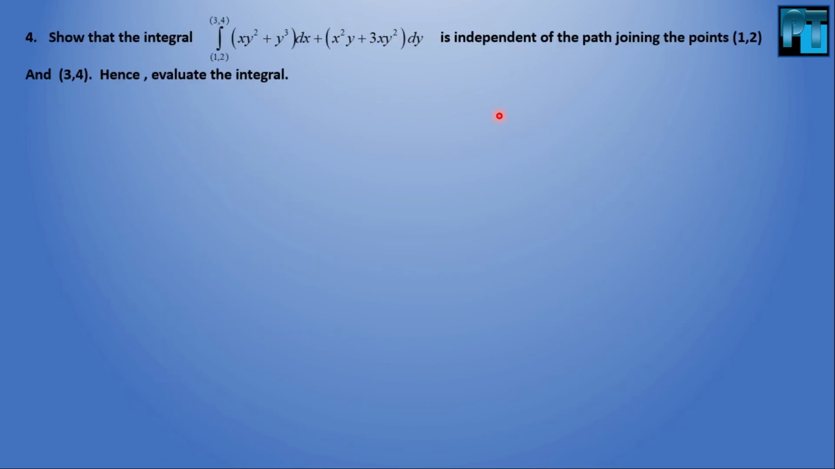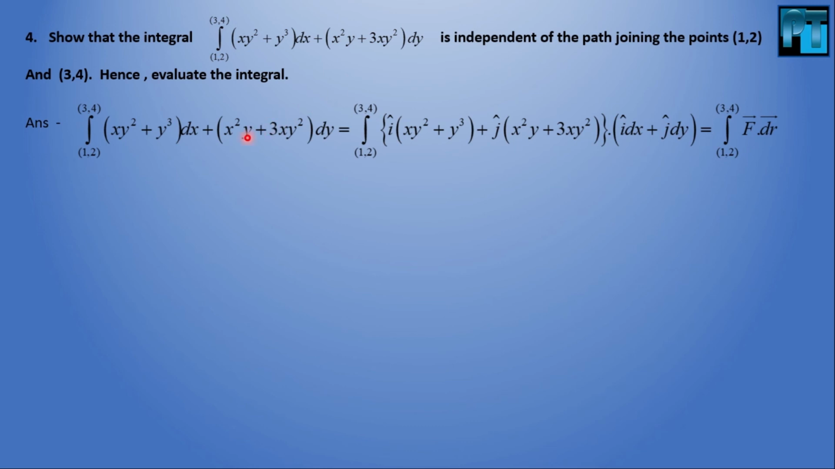Now our fourth problem. Show that this integral is independent of the path joining the points this and (3, 4). Now it is a very straightforward question: you have to evaluate the integral of F dot dr, and since it is independent of the path, del cross F will be 0. This is the scheme, and further we have to use the F dot dr equal to d phi format to evaluate the integral.